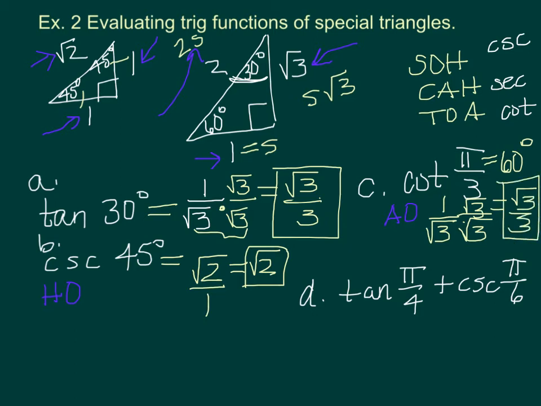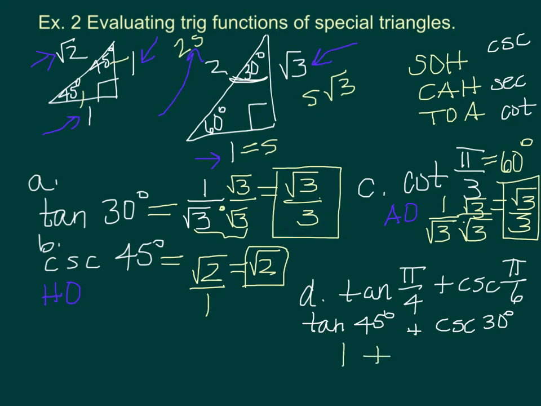Now, part D, they want us to find tangent of pi over 4, which is 45 degrees, plus cosecant of pi over 6. Pi over 6 is 30 degrees. So we have to do two things. Tangent is opposite over adjacent. So that would just be 1 over 1, which is 1.